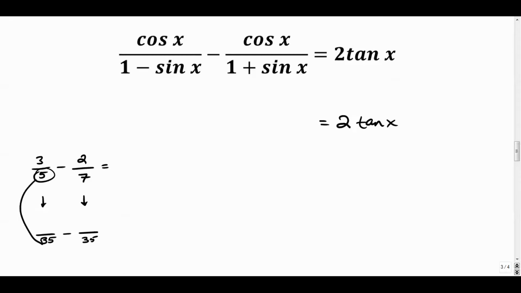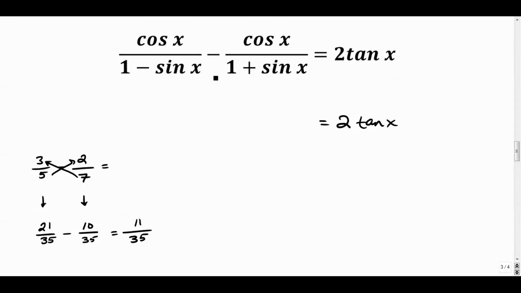To get 5 to be 35, I multiplied it by 7, so let's multiply 7 times 3. Whatever I do to the bottom, I need to do to the top. 5 times 2 is 10. 21 minus 10 is 11, and keep the denominator the same. So that's how we change our denominators, right? That's basic algebra, pre-algebra stuff.